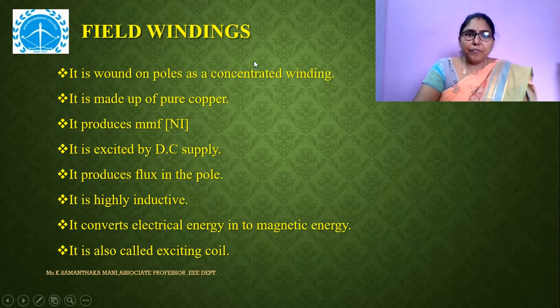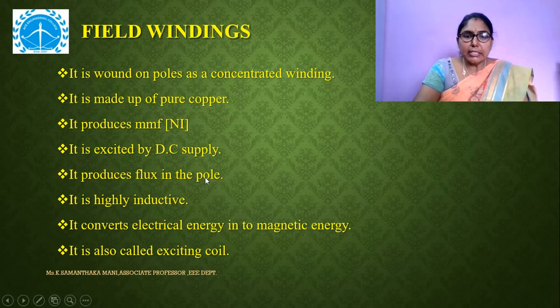Now we'll see the field winding. This is also a stationary part, and it is wound on the poles as a concentrated winding. It is made of pure copper, because this is a winding. Its function is to produce magnetic poles. That is why these are electromagnetic poles. It produces the magnetomotive force and is excited by a DC supply. It produces the flux in each and every pole.